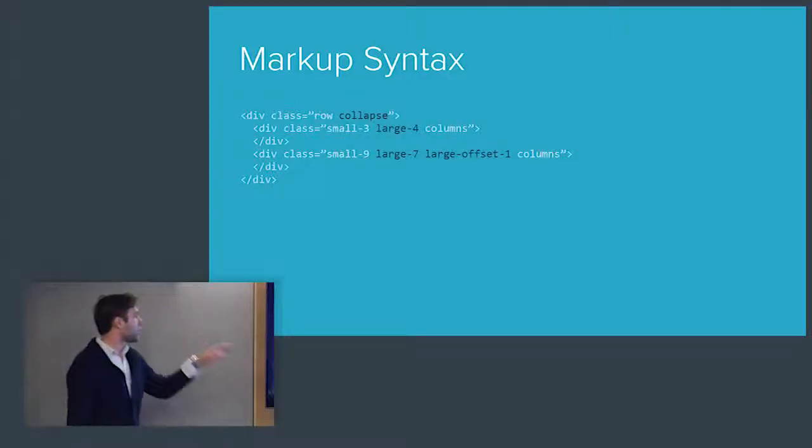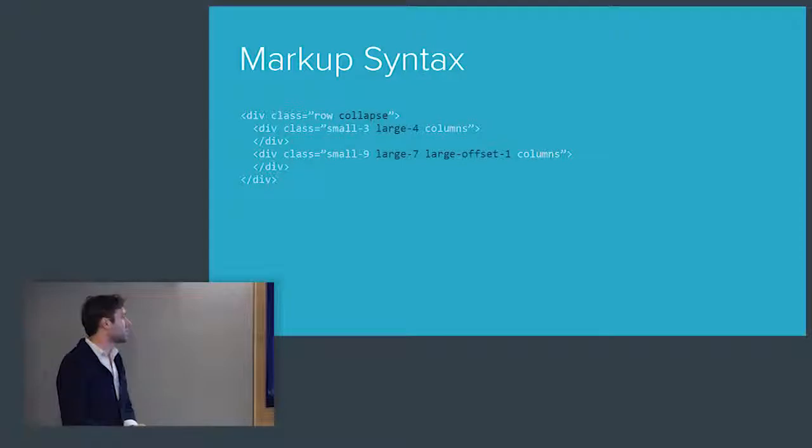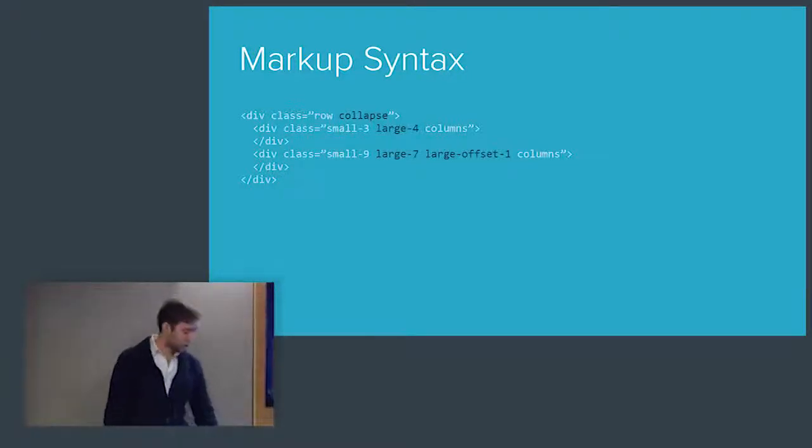All right, so here's the basic markup syntax for the grid. The grid is made up of rows and columns, and traditionally we've used presentational classes like these to create the grid. So you'll define a row, and then you'll define your columns. And this works great, but let's look at how we can write our own markup with our own class names and still get the same result.